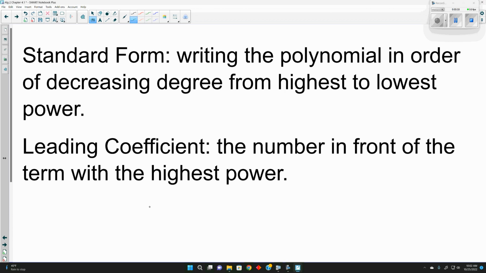Now, standard form. What we consider standard form is writing the polynomial in order of decreasing degree from highest to lowest power, going from left to right. So the variable with the biggest exponent will go first, then next going down the line. And when we talk about the leading coefficient, we're talking about the number in front of the variable with the biggest exponent. Questions on this so far?